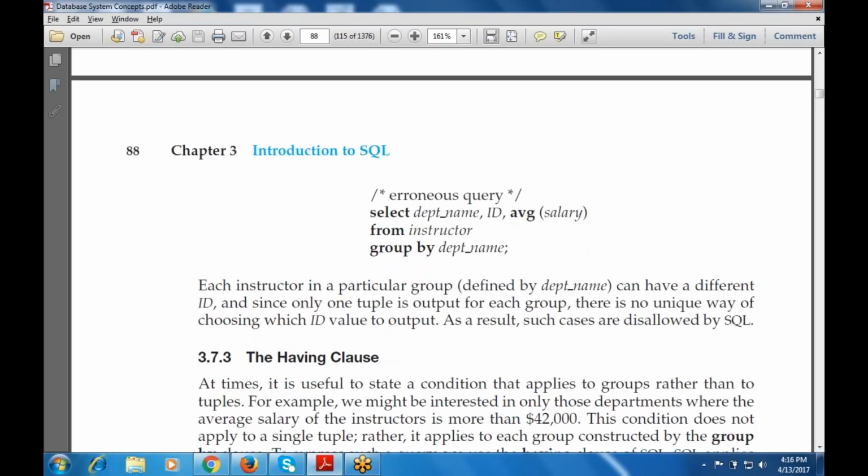So we select the department name, ID, and AVG salary from instructor group by the department name. Each instructor in a particular group defined by the department name can have a different ID, since only one tuple is output for each group. There is no unique way of choosing which ID value is to be output. As a result, such cases are disallowed by SQL.